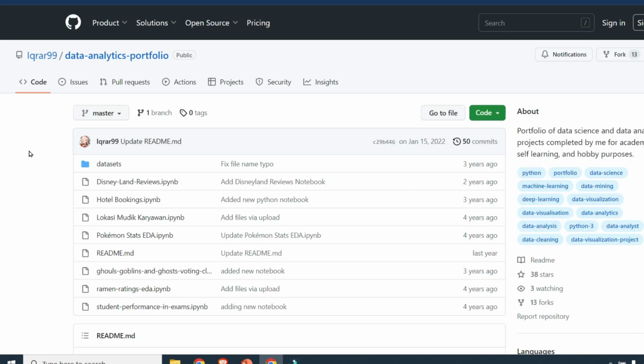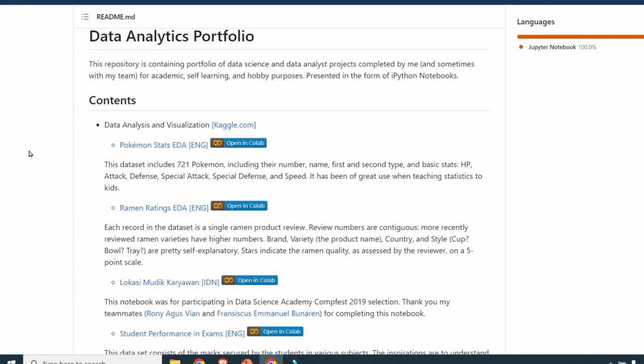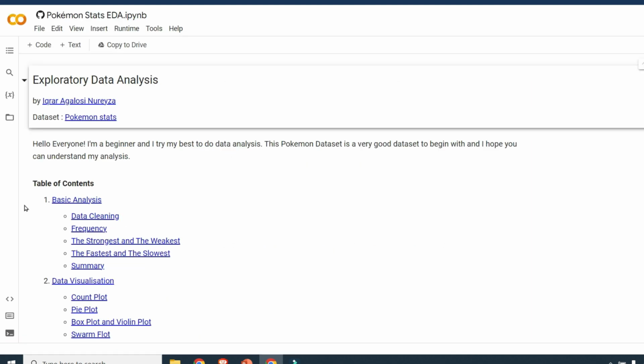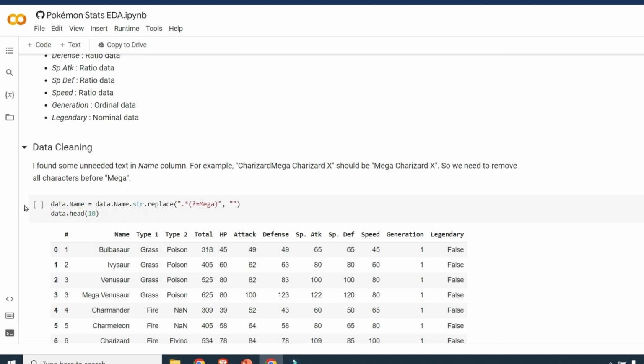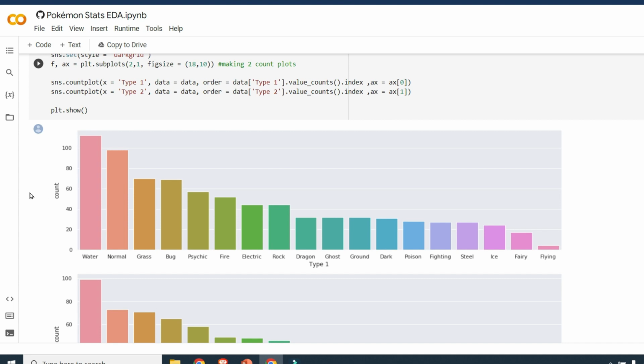So another one I found here, he has some nice projects listed. Let's have a look. The first one he's got here is a Pokemon stats project. So he obviously likes Pokemon. What I like here, it opens directly up in Google Colab. He's laid out the project description well. He's got all his data and here are his visualizations at the bottom.